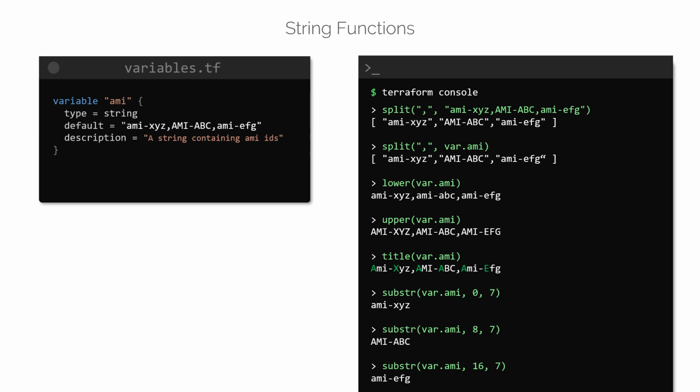Excluding the commas, the length of an AMI ID in this example variable is 7. As such, we can create substrings using the length of 7. The offset can be 0, 8, or 16.